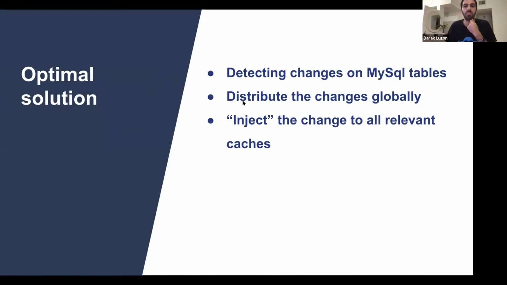So the first part would be I want to be able to detect the changes on MySQL tables in some magical way. I need to distribute the changes globally, having these changes as a local copy on each of the data centers. And the last part, and this is the tricky part, would be to inject all the changes to the relevant caches. So I want to be able to skip that whole loop of trying to go to the database and fetch that information and serialize it. I want to react only to changes and not do that over and over and over again of fetching the same data.